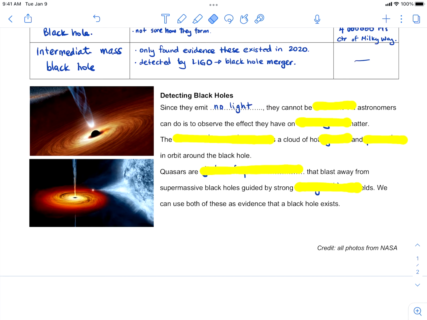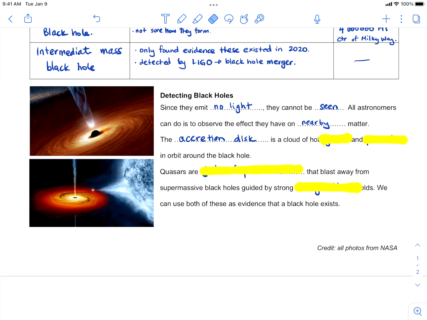Well, first, this is the problem. They emit no light, right? So they can't be seen. It's not like we can look at a star through a telescope, because a star can be seen. It's giving us light. All that astronomers can do is observe the effect that a black hole has on nearby matter. So we can watch the stuff that's around an area and see what happens.